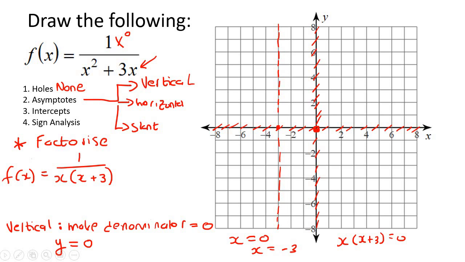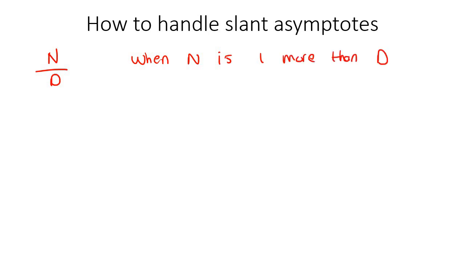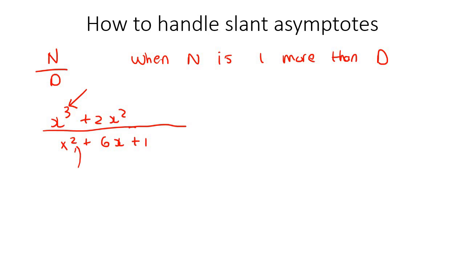Now we need to talk about slanted asymptotes. There is a specific thing you need to look out for. Once again, you can look at the numerator and the denominator exponent. There will only be a slanted asymptote when the numerator is 1 more than the denominator. For example, if you have x to the power of 3 plus 2x squared divided by x squared plus 6x plus 1, then look at the numerator and denominator. The largest one is a 3. In the denominator, it's a 2. So for this scenario, when the numerator is 1 more than the denominator, there will be a slanted asymptote.